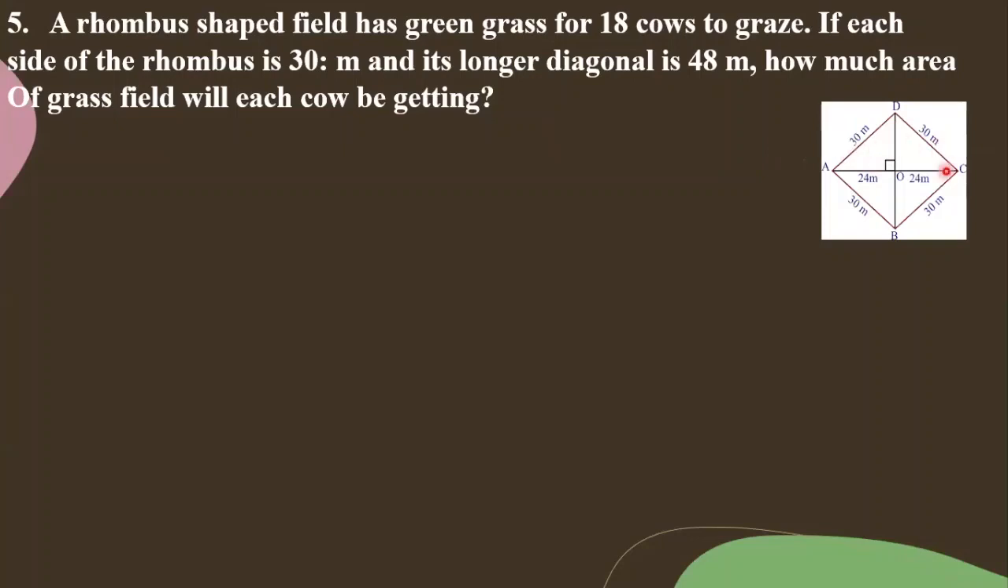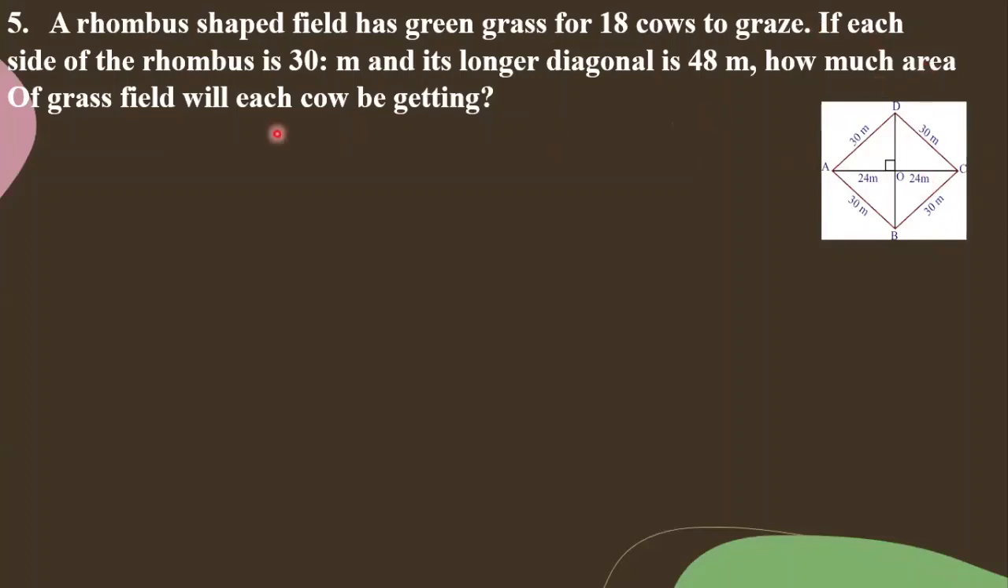Each side of the rhombus is 30 meter, and its longer diagonal. So the diagonals are different here. The longer diagonal value they gave is 48. Diagonals bisect each other. So OA is equal to OC, that 48 will divide into half, 24 and 24. Am I clear, children?